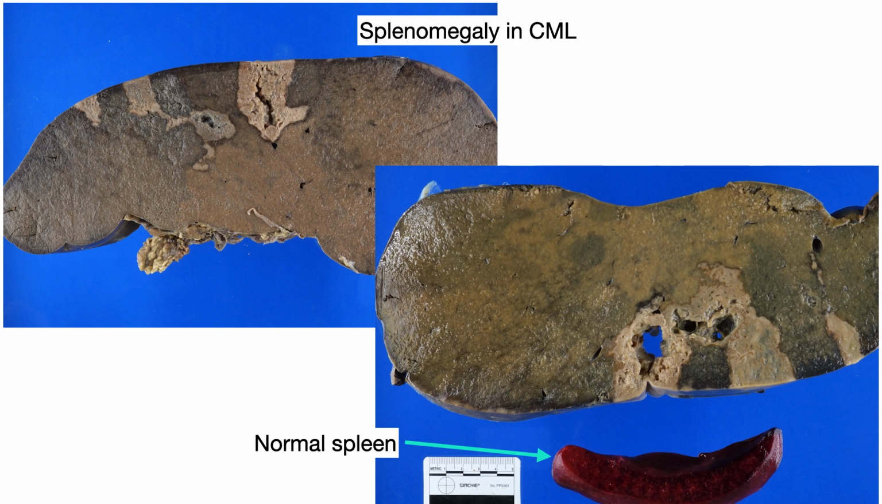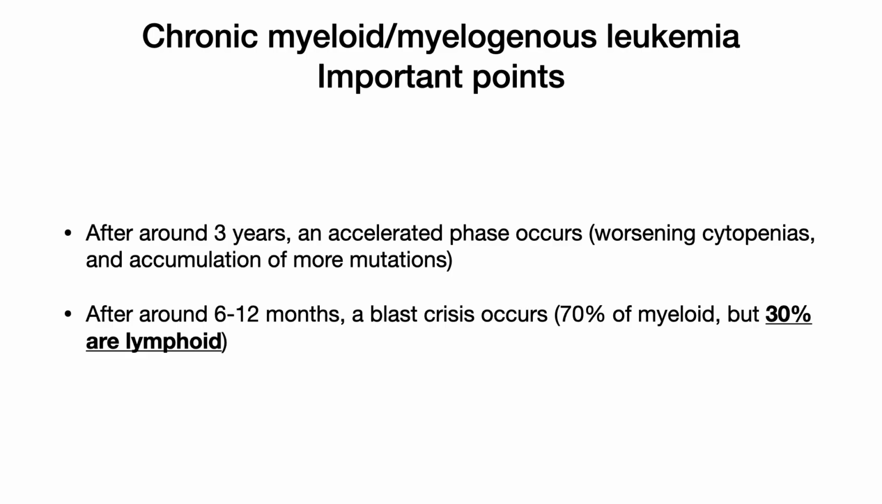So it gives you an idea of what tremendous splenomegaly they can have in a patient with chronic myelogenous leukemia. So it says at about 3 years, you get an accelerated phase where their cytopenias will worsen, they get more mutations, and then around 6 to 12 months after they enter the accelerated phase, they enter into blast crisis. And once again, about 30% of those are lymphoid, which shows that the cell responsible for this is a multipotent stem cell, which still has the ability to develop along the lymphoid line.